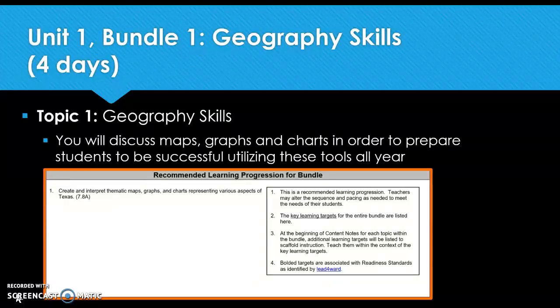Bundle 1 in the first unit is called Geography Skills. It's a 4-day bundle and contains just one topic to cover. Students will create and interpret thematic maps, graphs, and charts representing various aspects of Texas. Be thorough with this topic, but don't get hung up. The learning progression in each IFD suggests the key learning targets for the bundle. These targets appear in order throughout the topics for the bundle along with other supporting targets.